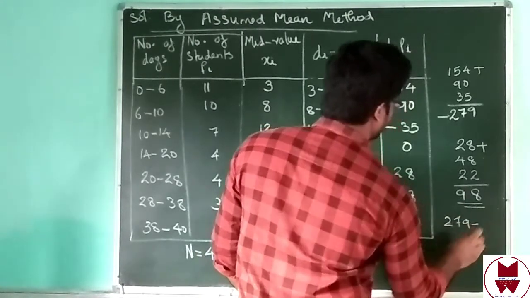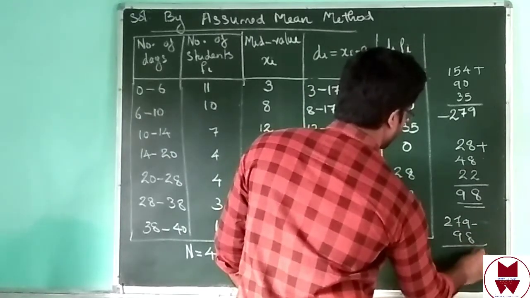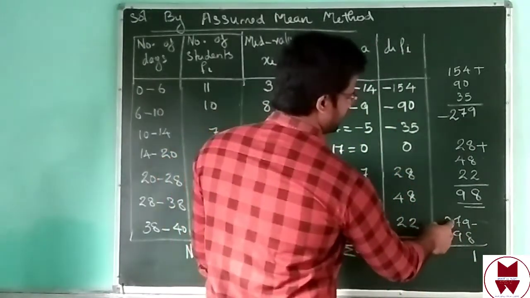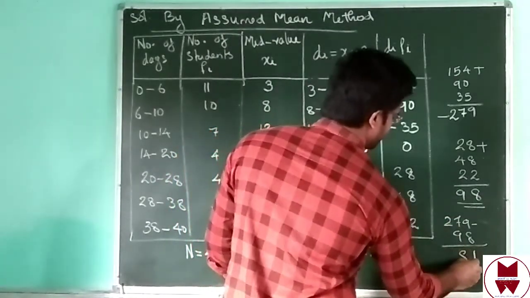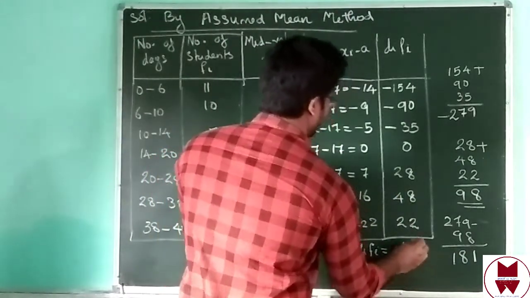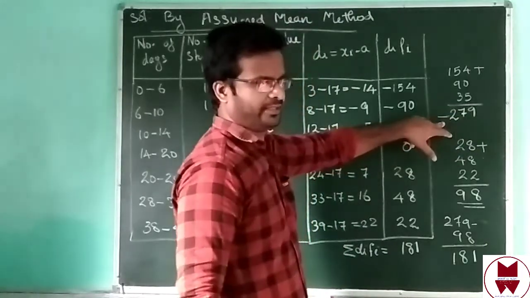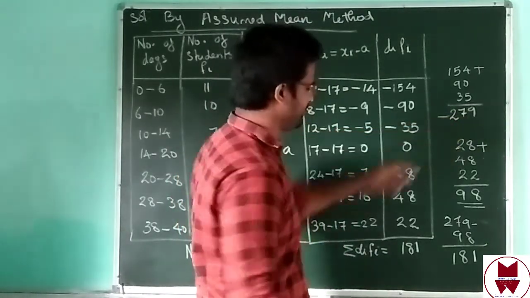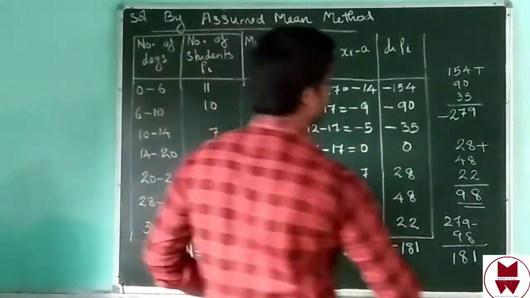279 minus 98. 1. Then 7 minus 9 we cannot, so 17. 17 minus 9 is 8, 1. We will get 181. In here 279 is minus. The bigger number is a negative number, that's why we can write minus 181.